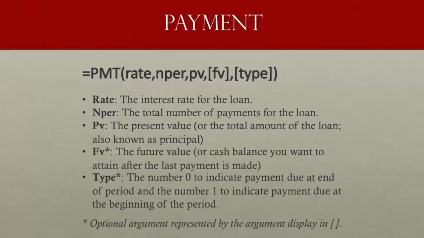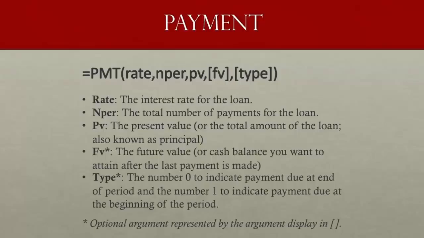Payment function is equals PMT. The first argument is rate. This is the interest rate for the loan, but it's a periodic interest rate, which we'll talk about later. NPER is the total number of payments for the loan. PV is the present value of the loan or the total amount that you're borrowing. In our example, it will be the total amount or cost of an item minus the down payment.